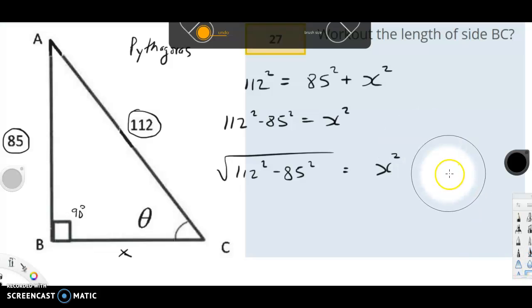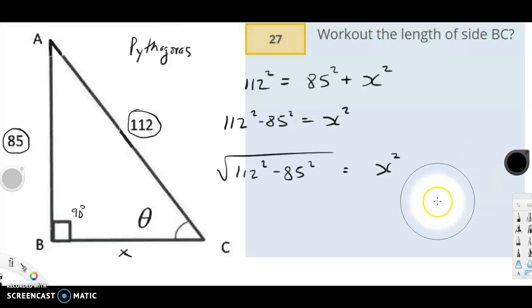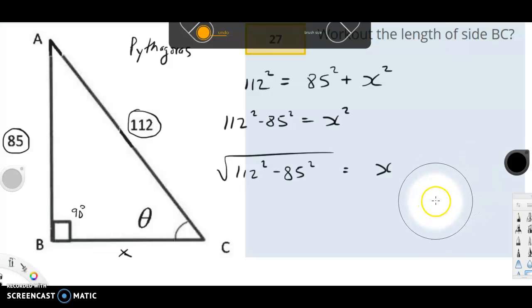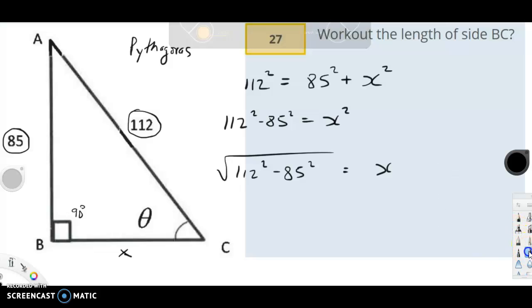oh, I made a mess of that now. How am I going to get around that one? There. Now, so X equals that calculation there.